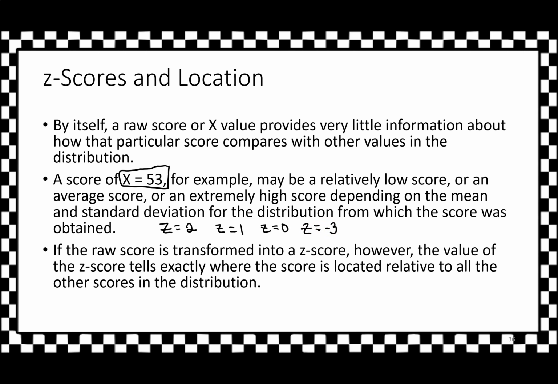All right, last point here. If the raw score is transformed into a z-score, the value of the z-score tells exactly where the score is located relative to all other scores in the distribution. So basically, how good are you compared to others? Or how bad are you? Or how average are you? It's much more useful information.